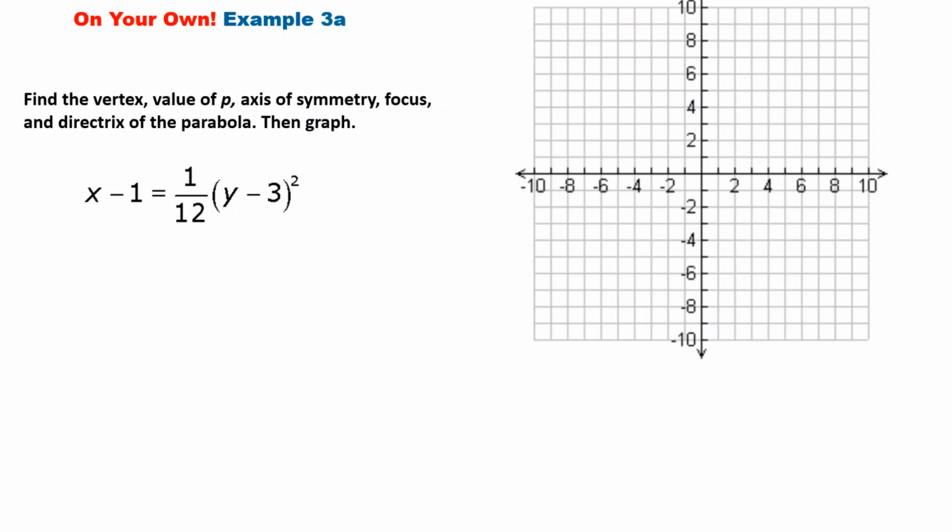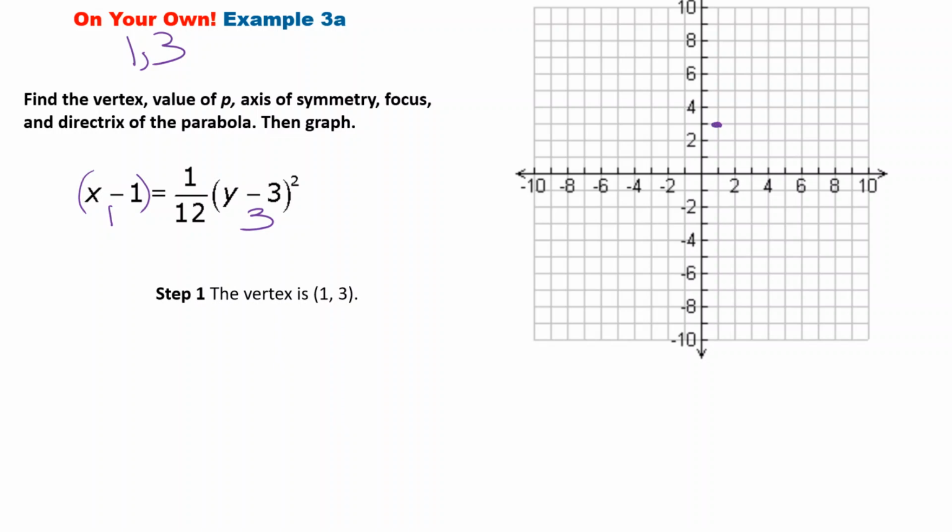Okay, so this one, the first thing we're supposed to do is find the vertex. So our vertex is going to be, what is x going to be to make this term 0? It would be +1, and y would be +3. So my vertex is going to be at 1, 3. All right, so I think that's pretty easy. Go ahead and let's plot that, 1, 3.